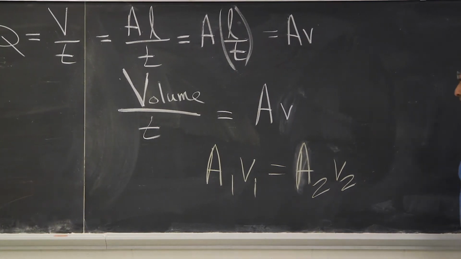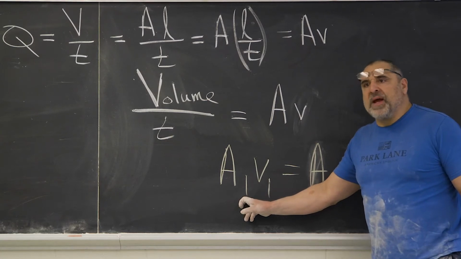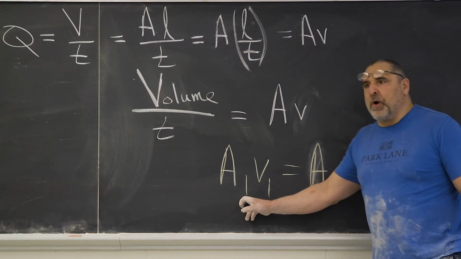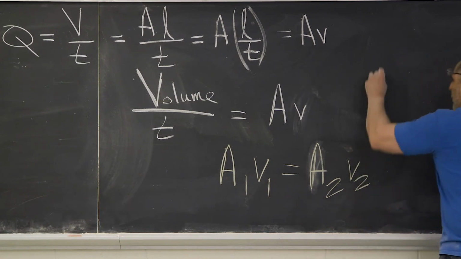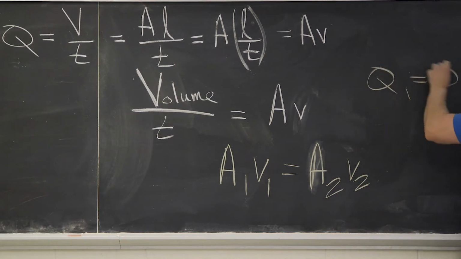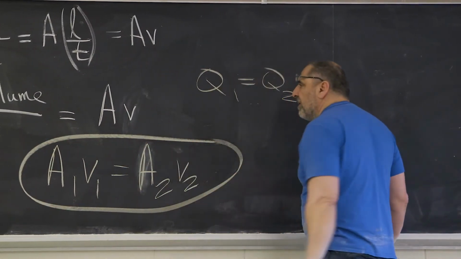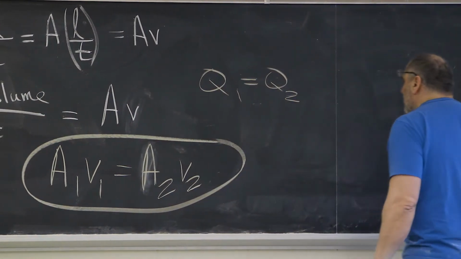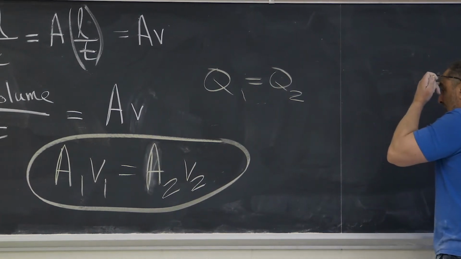If I've got 100 gallons per minute going in, 100 gallons per minute are going to come out. So Q1 equals Q2, the volume flow rate, and you've got something like this. So there's a lot happening here. Well, yeah, it sure is.